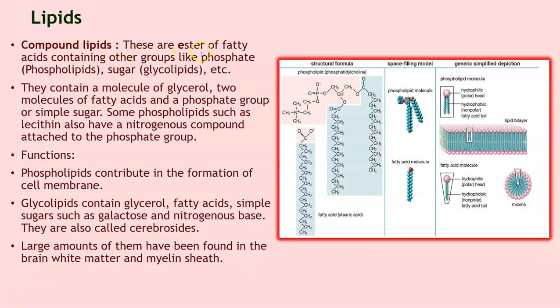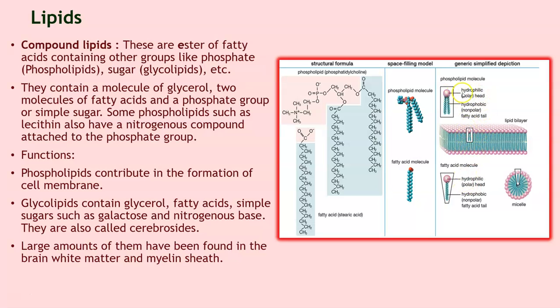We have compound lipids. These are esters of fatty acids containing other groups like phosphate, that is phospholipids, and sugars, glycolipids. They contain a molecule of glycerol, 2 molecules of fatty acids, and a phosphate group or a simple sugar. Some phospholipids, such as lecithins, also have a nitrogenous compound attached to the phosphate group. Functions: phospholipids contribute to the formation of the cell membrane. Have a look at this figure here. You can see in this lipid bilayer the highlighted molecule, which is a phospholipid molecule.